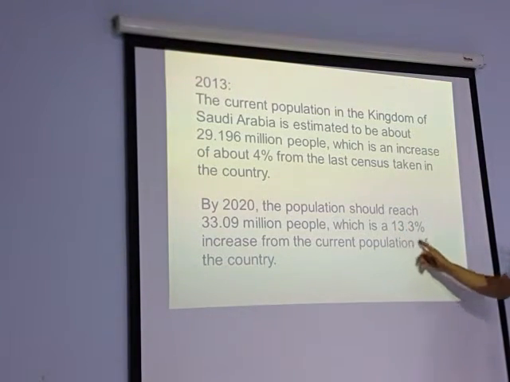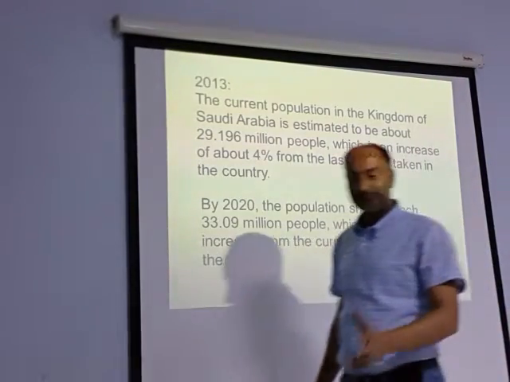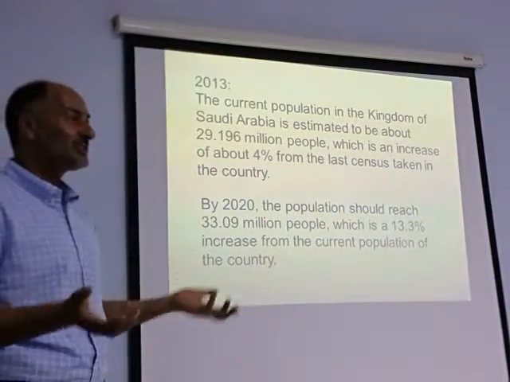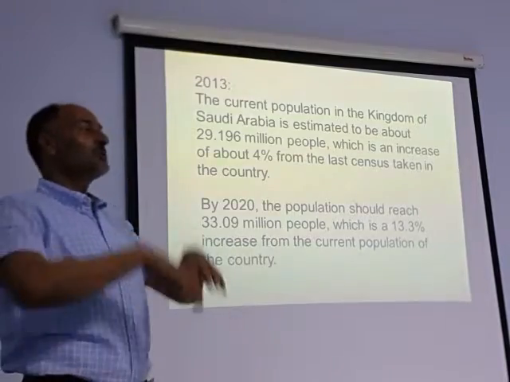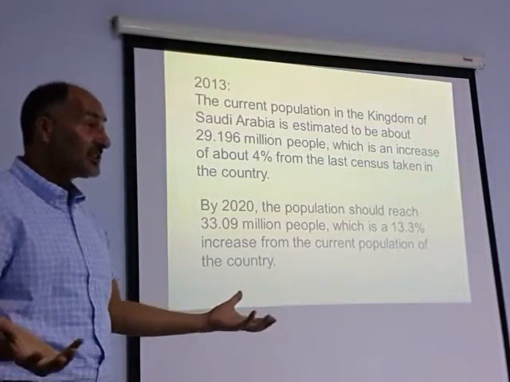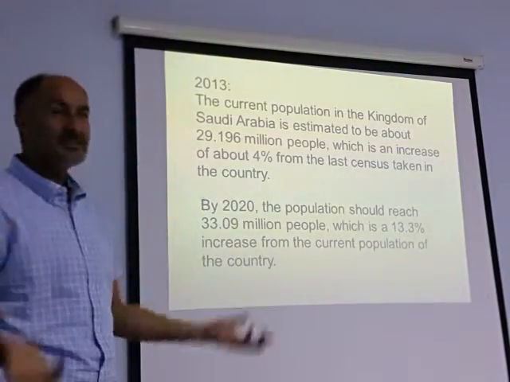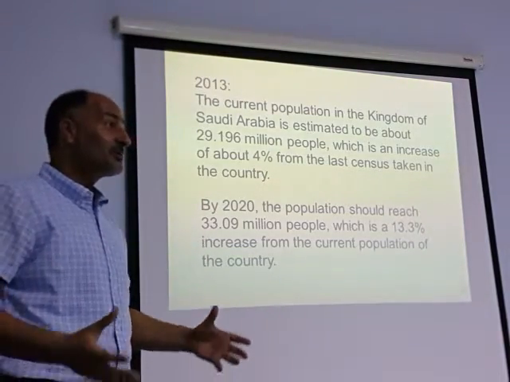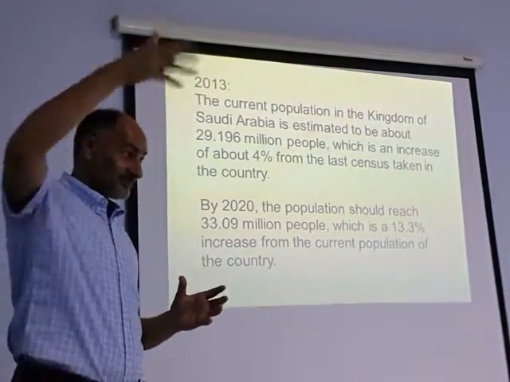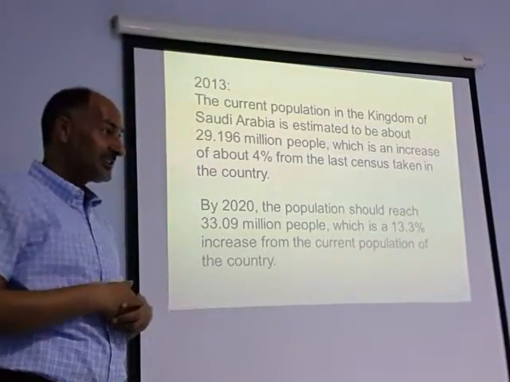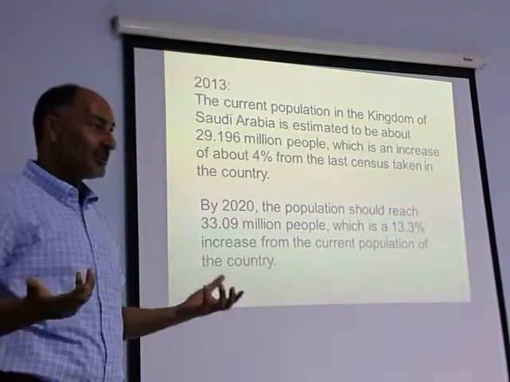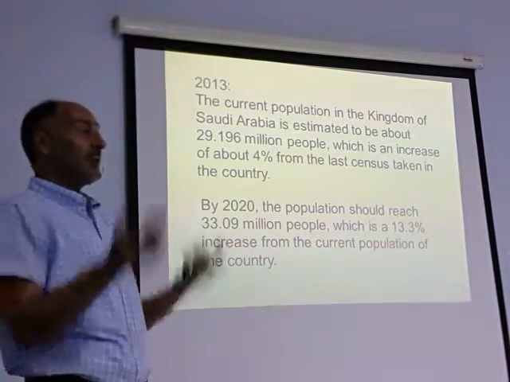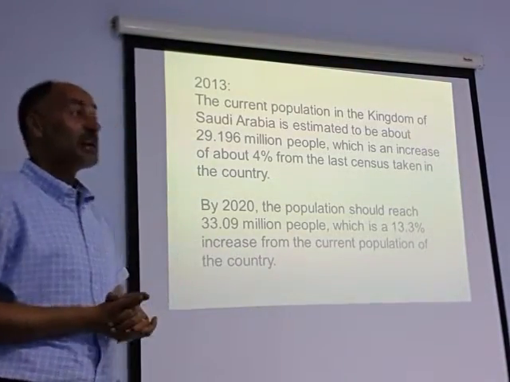So overall there will be a 13% increase. 13% is a huge chunk. So you need more doctors, more nurses, more teachers, more pharmacists, more road connectivity, more telecom towers for connectivity, isn't it? So everything is planned on the basis of change in population.